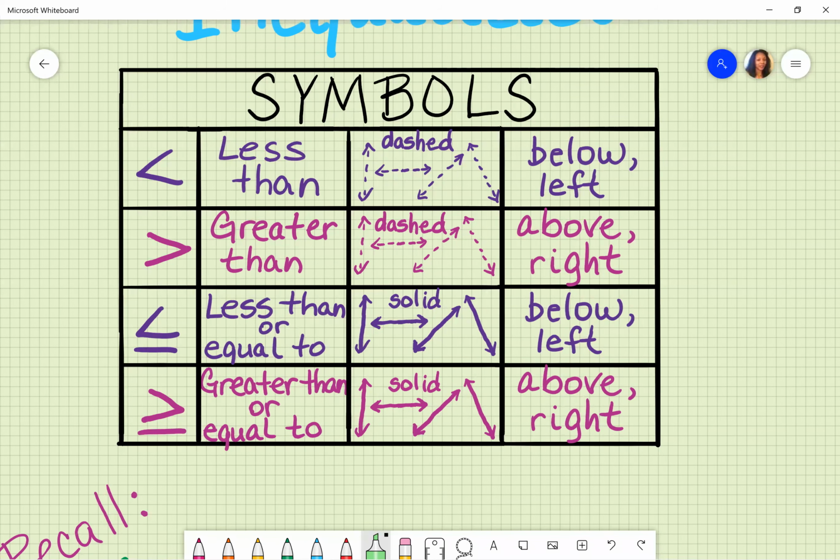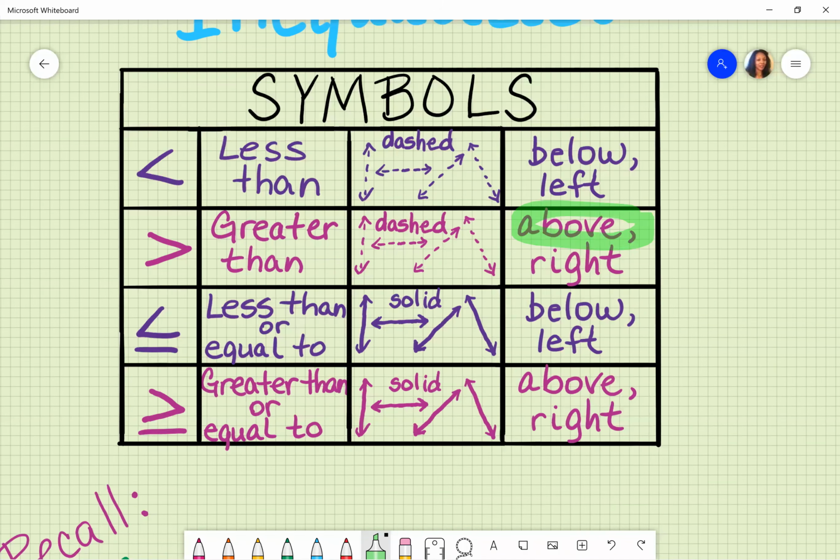In addition to graphing a line, you're going to either shade above or below based off of what your inequality is telling you to do. And there are instances where you're going to shade to the left or to the right. That's typically when it's x is less than a number or x is greater than a number. Then there are the other two inequalities, the less than or equal to and greater than or equal to.